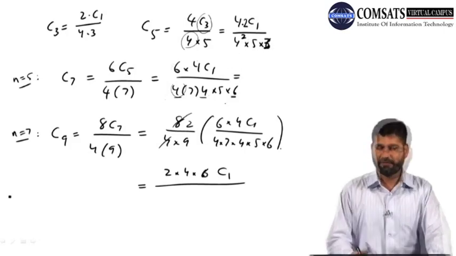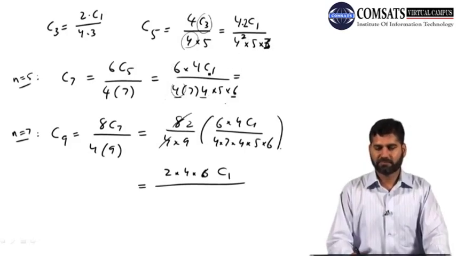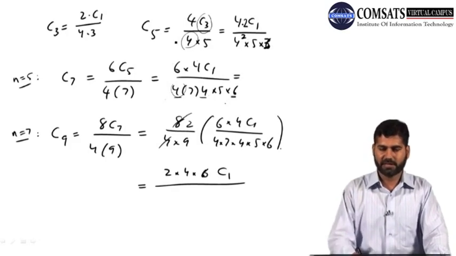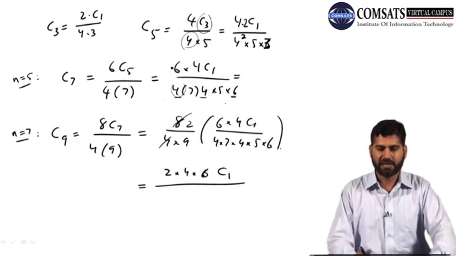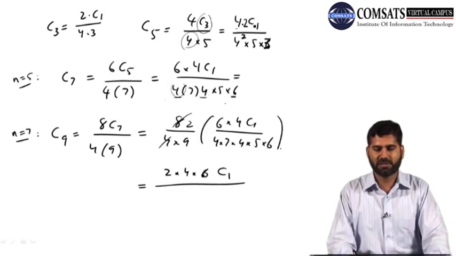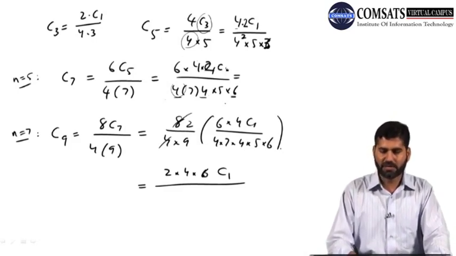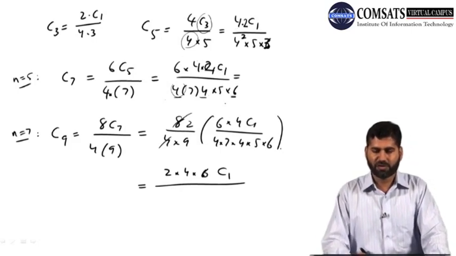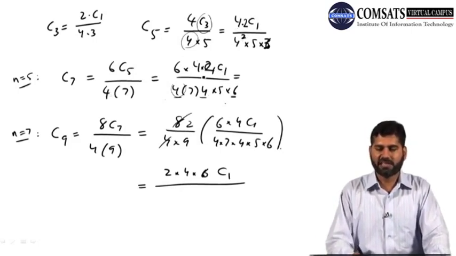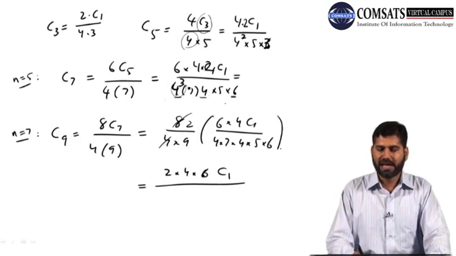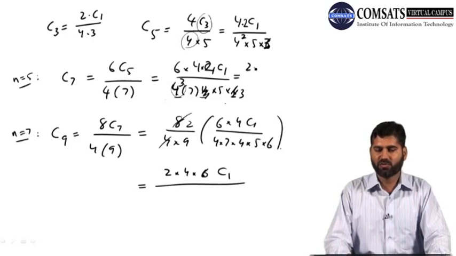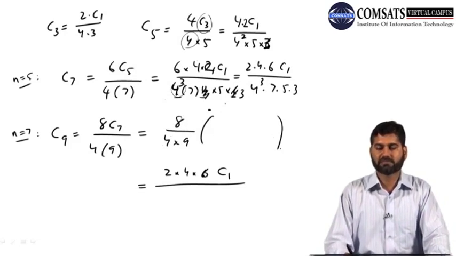This will be better. Now if you write C5 as this one, 4 times 2 C1, then this will become 4 times 2 C1, and it's 4, 7. So 4 square is already there. So you got 4 cube and 7, 5, 3. So you got 2, 4, 6 C1 over 4 cube and 7, 5, 3.